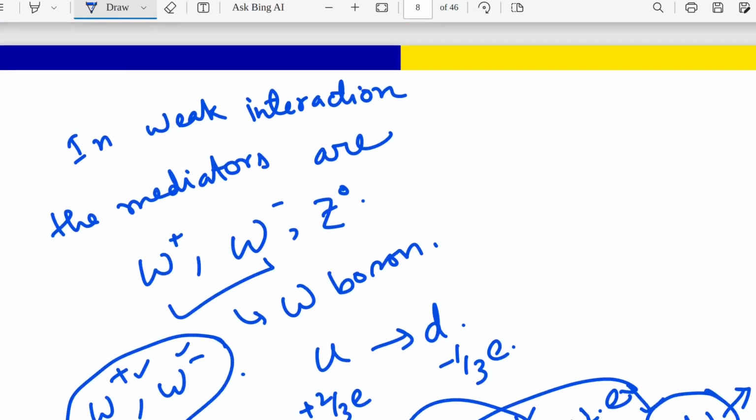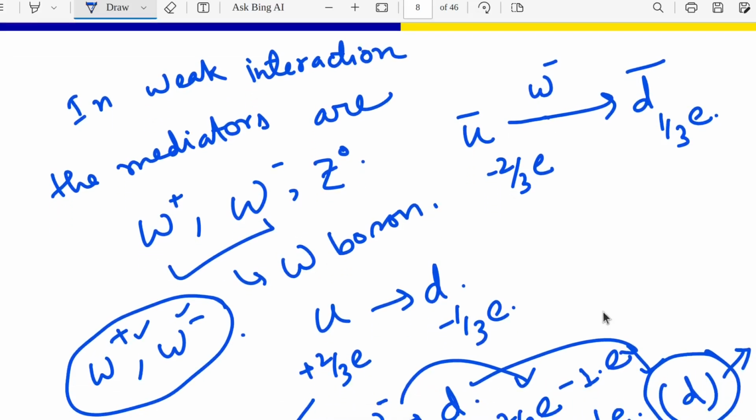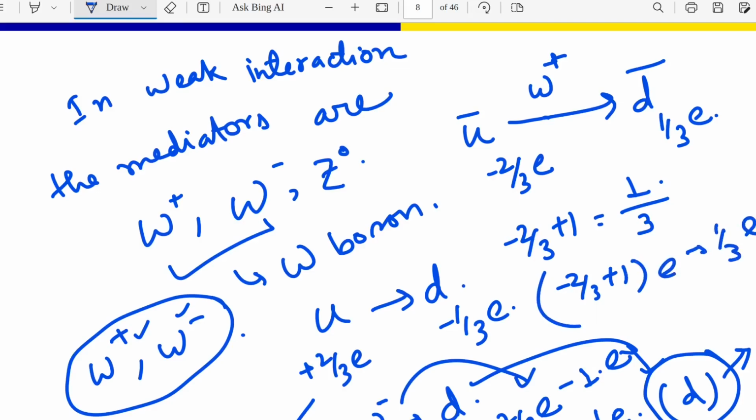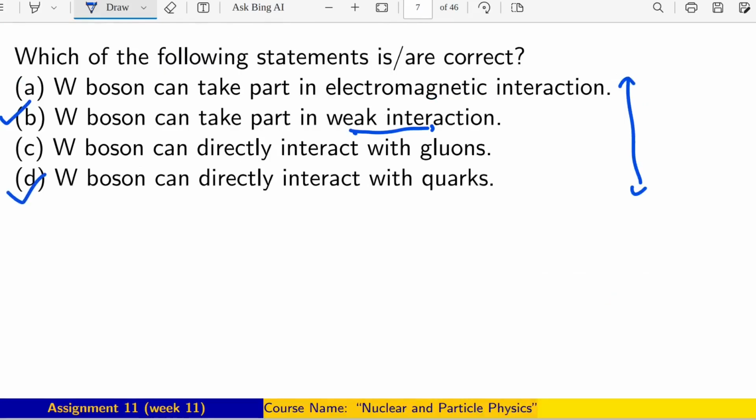Similarly, U bar going to D bar. U bar is minus 2 by 3 E and D bar is plus 1 by 3 E, because it is a bar. So minus 2 by 3 E to 1 by 3 E. How can it be possible? With W plus, because minus 2 by 3 plus 1 gives 1 by 3. So minus 2 by 3 E plus 1 E can go to 1 by 3 E. That means our quark or antiquark can change flavor with the help of W plus or W minus, which is nothing but the W boson. So the fourth option will also be the correct one.